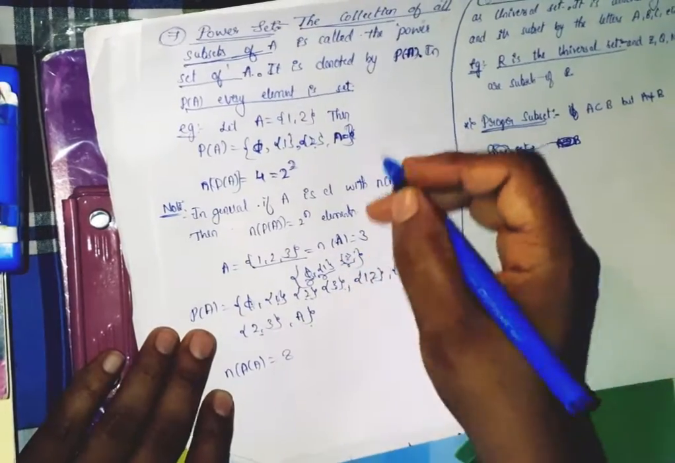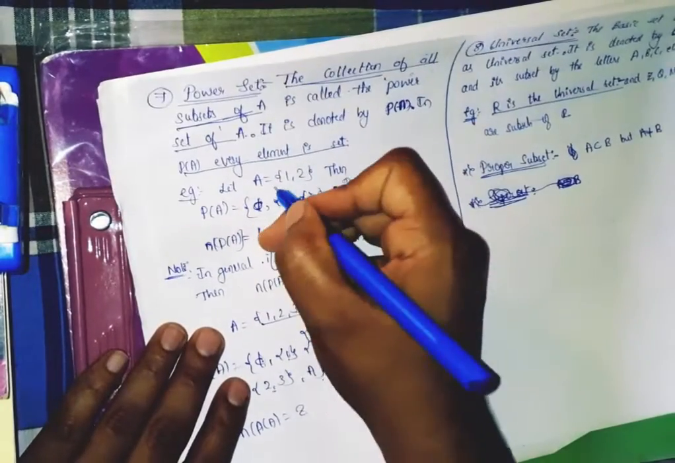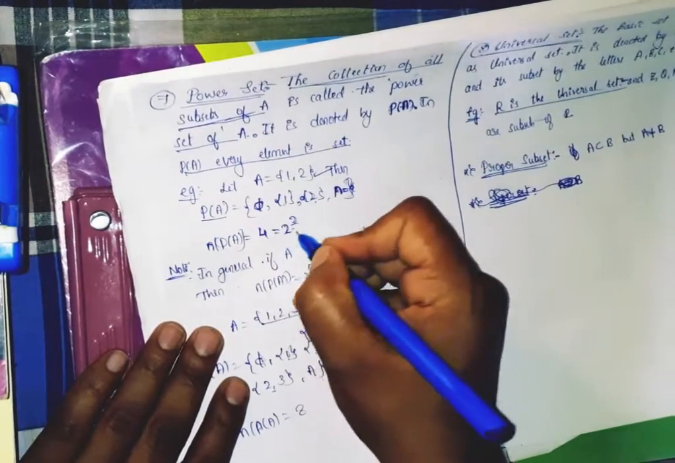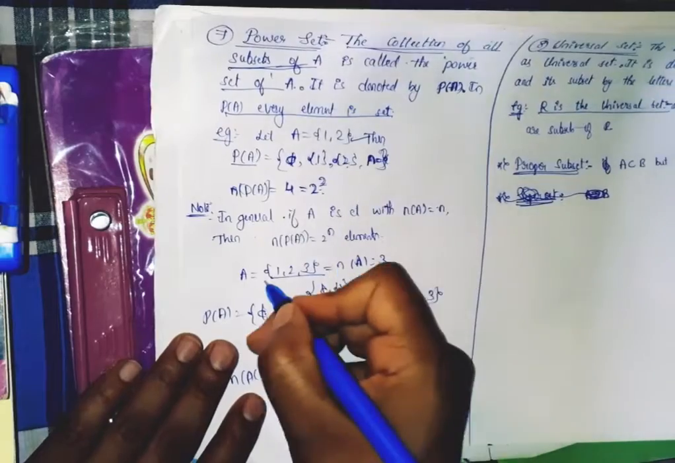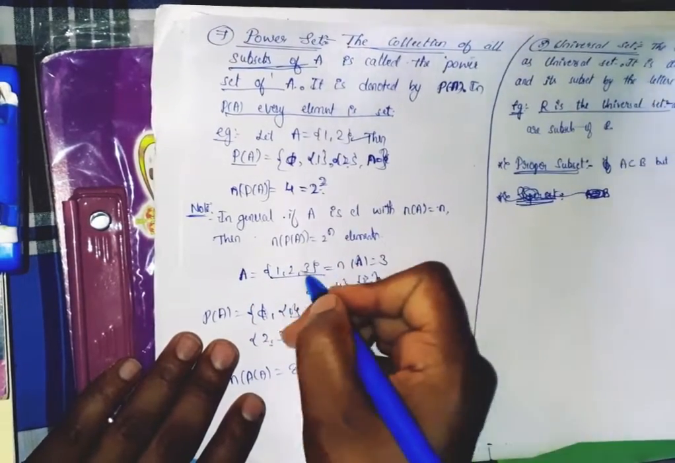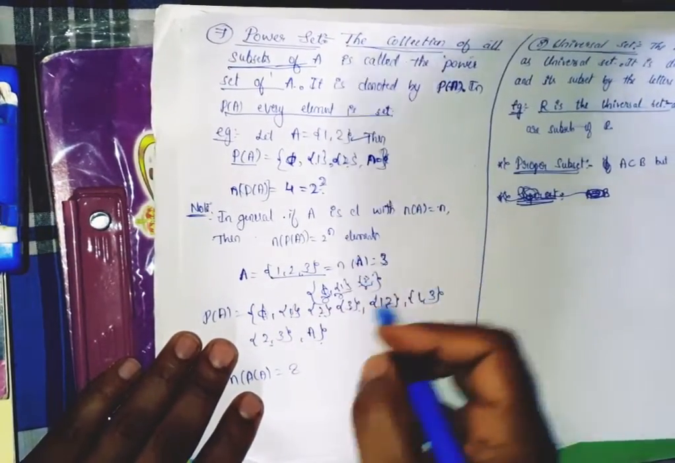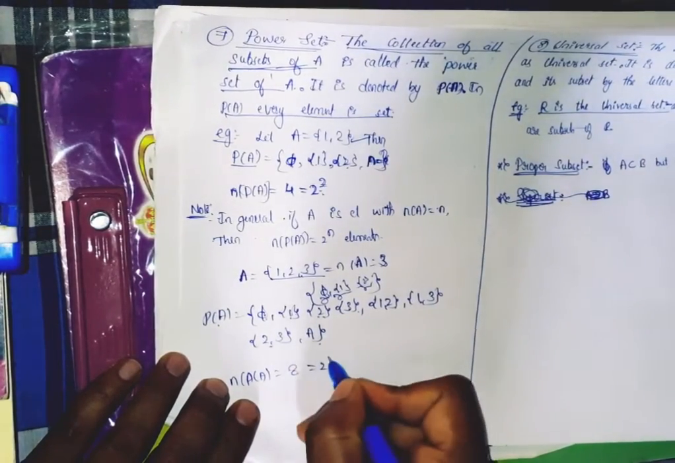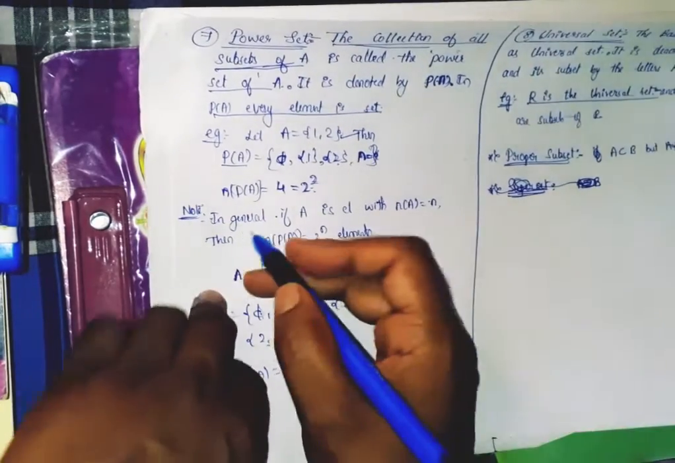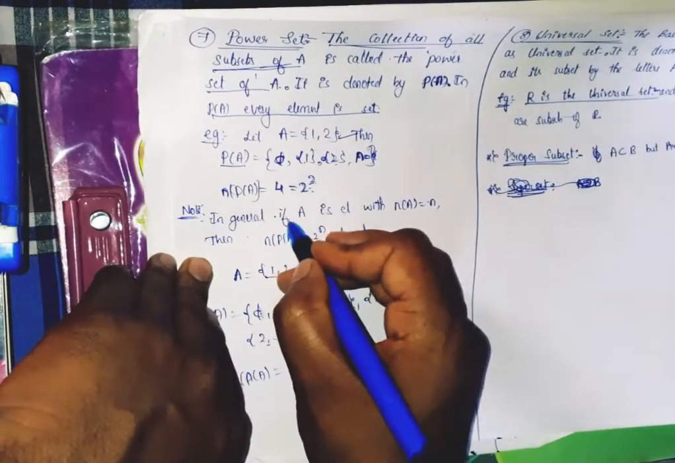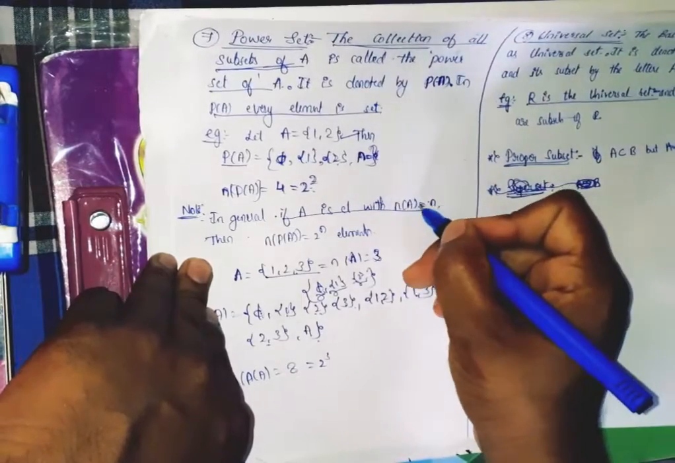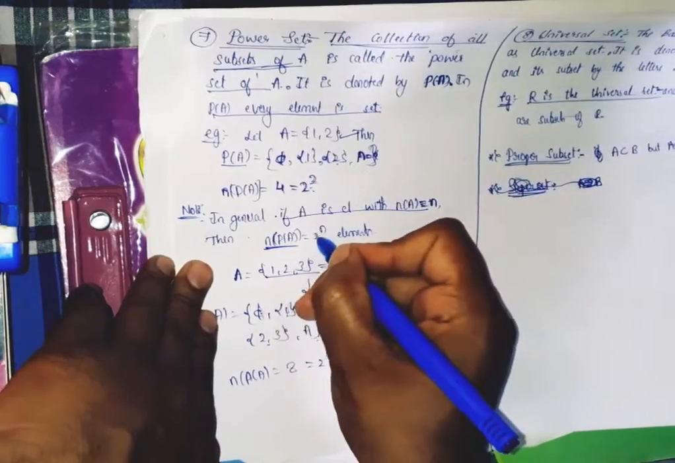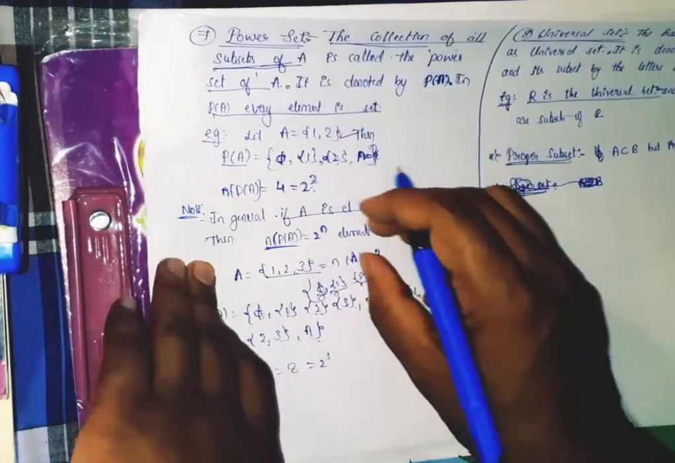So we have seen here, if A contains 2 elements, the number of elements in the power set is 4, that is 2 squared. And if you consider the set with 3 elements, that is n of A equal to 3, we get the number of elements in the power set as 8, that is 2 to the power 3. So in general, if A is a set consisting of n elements, then the number of elements in P of A is 2 to the power n. This is very important.